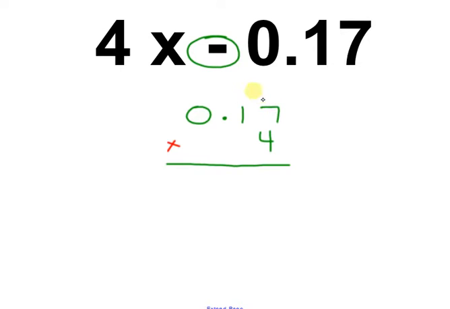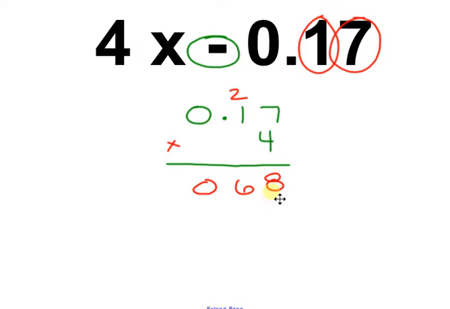So 7 times 4 is 28. 4 times 1 is 4, plus 2 is 6. 4 times 0 is 0. How many numbers are after the decimal in the original problem? None here, and 1, 2 here. So I'm going to start here, and I'm going to go 1, 2, and it's a negative times a positive, so my answer is negative, and it's going to be negative 0.68.